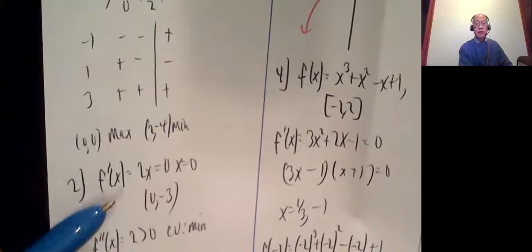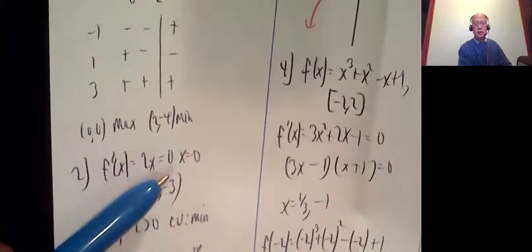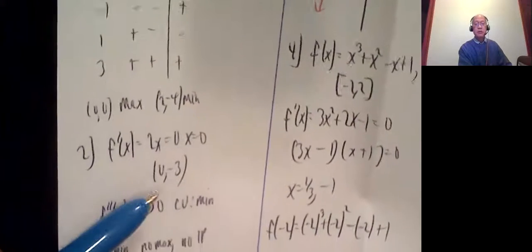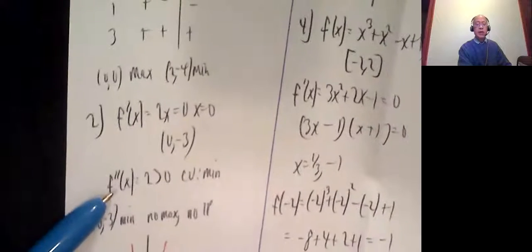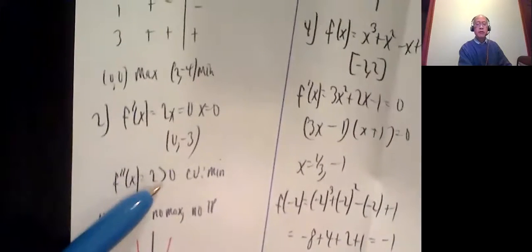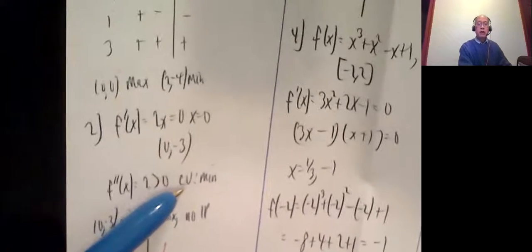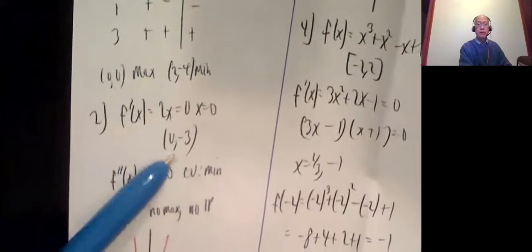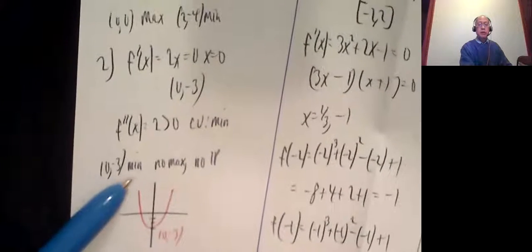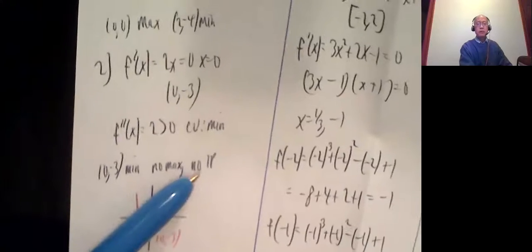Number 2, f prime of x is 2x. That's equal to 0 when x is 0. So (0, negative 3). F double prime of x is 2. That's greater than 0 all the time, so the graph is always concave up. That also means I have a minimum at my critical point (0, negative 3). There's no maximum. There's no inflection point, no change in concavity. Graph looks something like this.